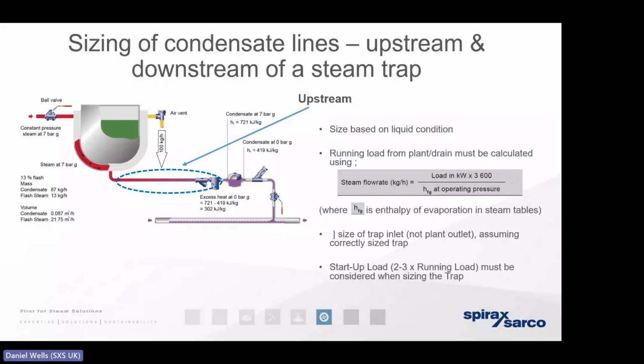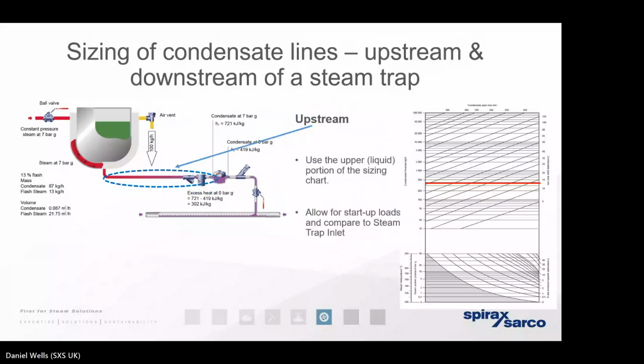But as long as we take into account that increased warming up load, we can size that pipework on a water-based system, on a water chart. So simply put, we take 300 kilograms per hour, we run the line horizontally across, and it gives us guidance on the appropriate pipe diameter.